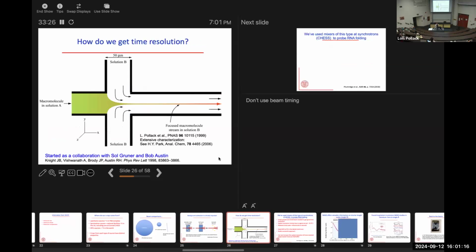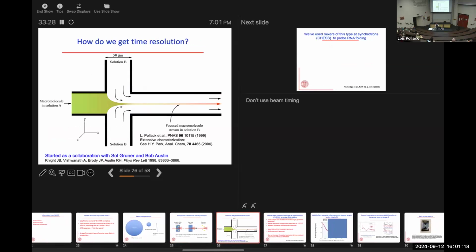All right, so that's how we get spatial resolution, but how do we get time resolution? Remember, I told you that I want to watch these molecules move and fold up and change shape. So we do that with microfluidics. For actually quite a long time, when I was a postdoc, I built the first one of these devices for X-rays. These are microfluidic mixers, and they're really kind of cool.